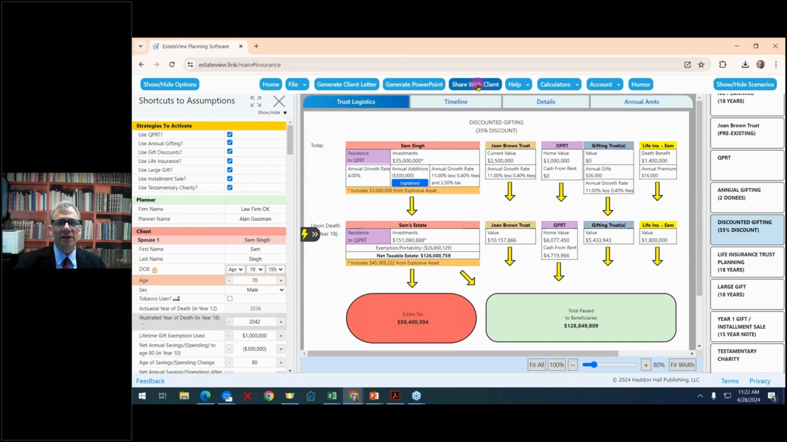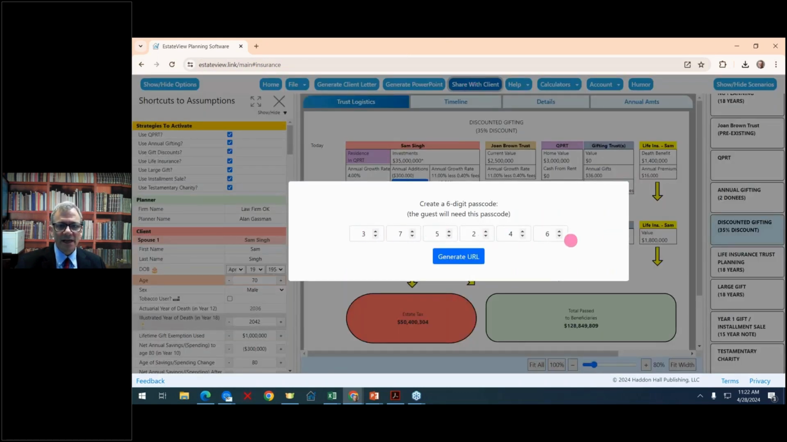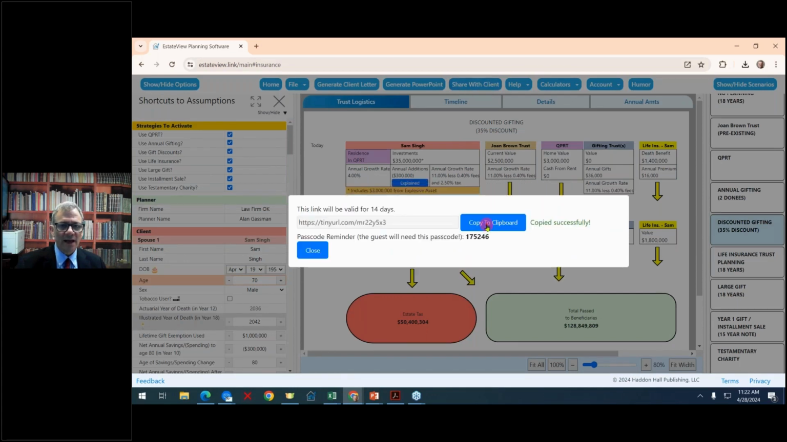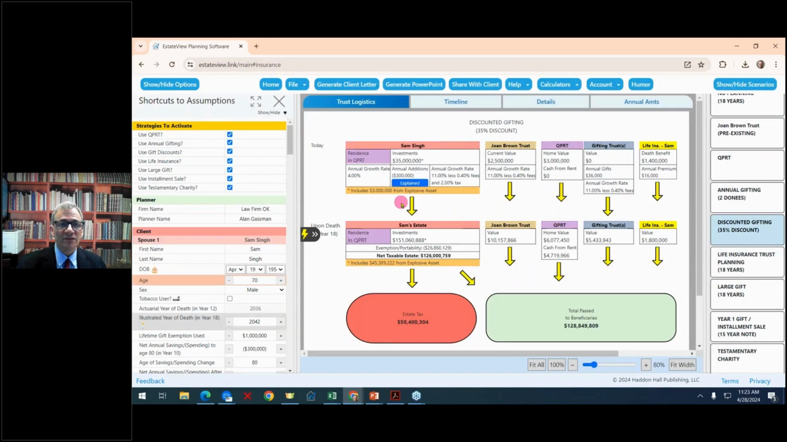I can also click on Share with Client. It assigns me a code. I can change the code if I want. I click on Generate URL, click on Copy to Clipboard. Now I start an email to the client and the financial advisor and the CPA and the other lawyer, and I say, I've just run this scenario. I've just videotaped on Zoom or GoToMeeting, watch the videotape, and then click on HTTP, tinyurl.com, etc., and use code number 175246, and you'll have 14 days to use this and modify it to see which strategies the client would like to use.